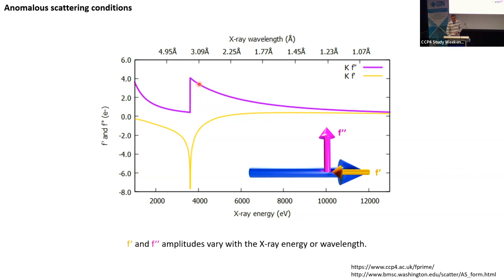The F double prime is maximum here, and that corresponds to the absorption edge, and that's the energy that I mentioned before that will trigger a transition in the electronic shell. So if you want to measure some SAD data, for example here for potassium, you choose a wavelength which is right here, right above the peak.